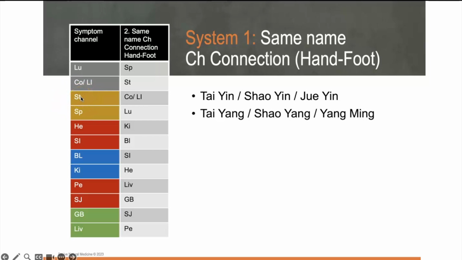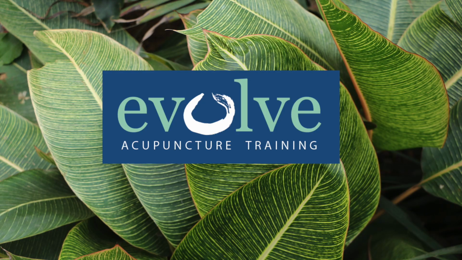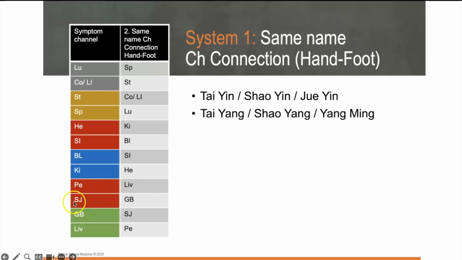And so what you find with this table is there's a lot of double up. When we're looking at things like Shao Yin, again, heart, hand Shao Yin will be balanced by kidney, foot Shao Yin. Small intestine, hand Tai Yang will be balanced by bladder, foot Tai Yang. And when we go down to Jue Yin, pericardium Jue Yin will be balanced by liver, foot Jue Yin. Shao Yang, San Jiao, hand Shao Yang, is balanced by foot Shao Yang.